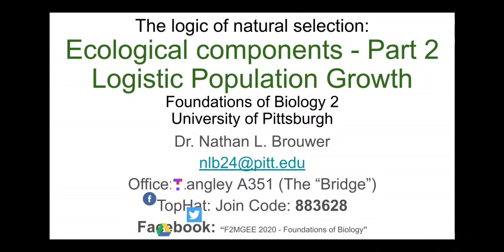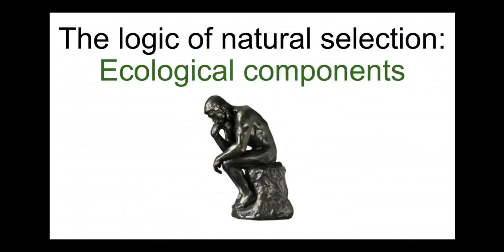This movie is the next in my series discussing the observations and logic of natural selection. This is the second discussing the ecological components, the ecological observations, talking about logistic population growth. So, this series of videos is working through the observations and logical steps that Darwin went through in order to put together the theory of natural selection. Darwin didn't necessarily lay it out in this framework. It was another biologist, Ernst Mayr, in the 20th century, who was able to come up with this framework and show how all of these ideas interrelate.